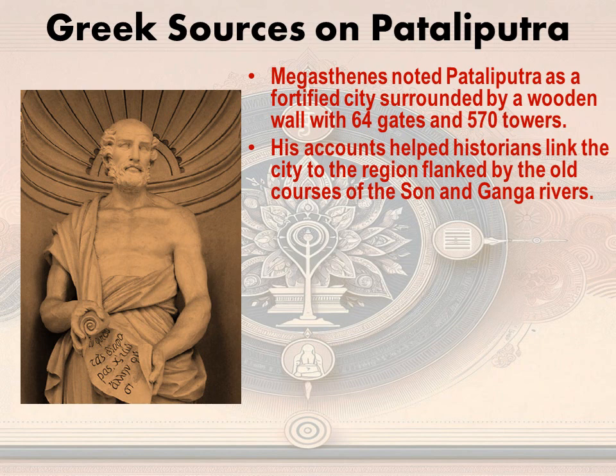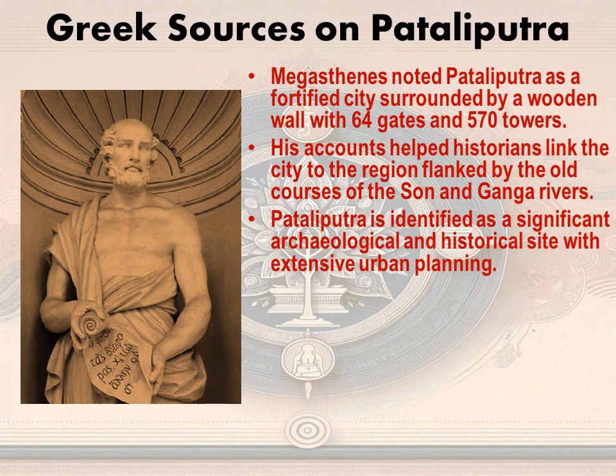His accounts helped historians link the city to the region flanked by old courses of the Son and Ganga rivers. So he has described that Pataliputra is a city where the region has been flanked by the Son and Ganga rivers. If you want to know about what Megasthenes wrote in the text Indica, then please go through my video where I have discussed Megasthenes and his writing, the Indica.